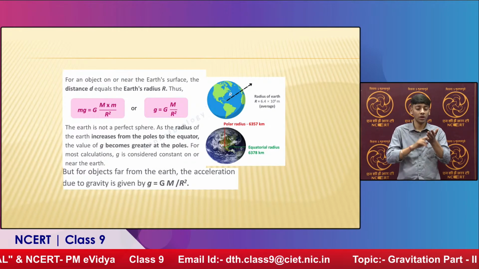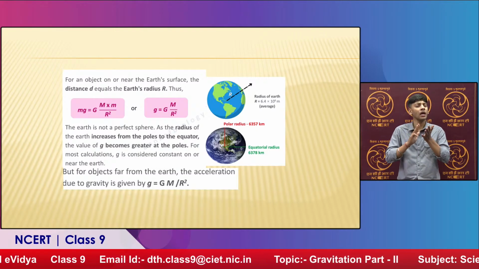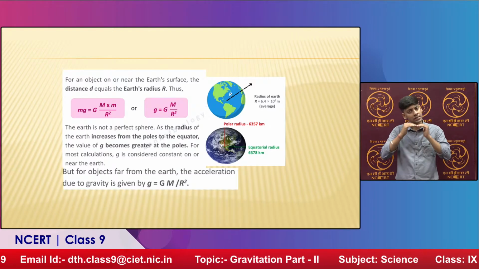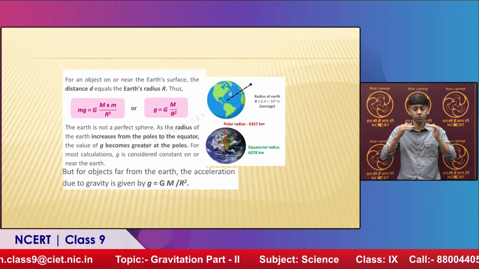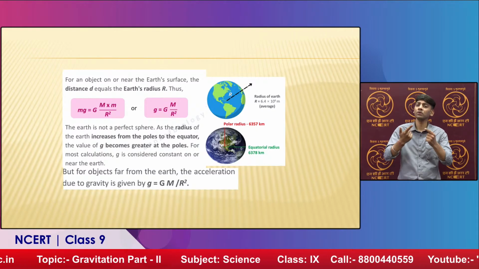G is constant, capital M is the mass of the earth, which will always remain constant, and R is the radius of the earth, which will also remain the same. You can see in the figure given alongside that R is also constant. So, the value of g that we get will always remain constant.